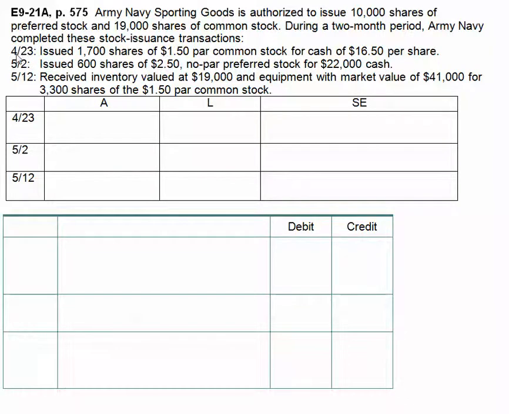Okay. Now, here's what happened in the past 2-month period. We're going to go through each one and ask what did we get and what did we give up and how do you record it. In this first example, they issued 17,000 shares of the 19,000 that they're allowed to sell. So 17,000 shares of their $1.50 par value common stock.